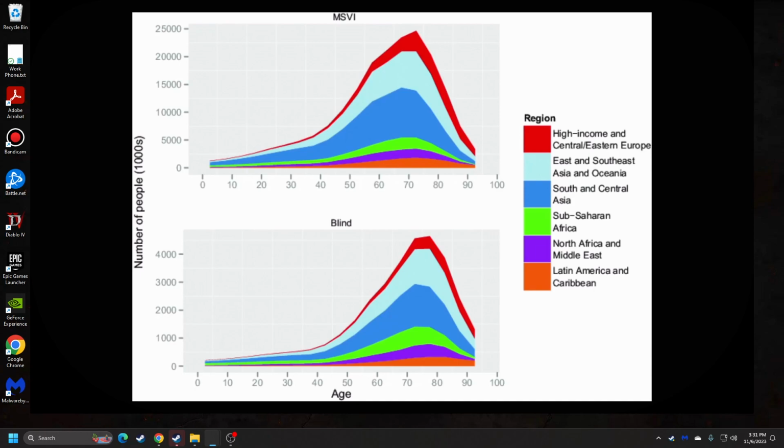In the MSVI graph, the number of people with MSVI increases with age, peaking around the age of 80 and then decreases. In the blind graph, the number of blind people also increases with age, peaking around the age of 80 and then decreases, but the numbers are significantly lower than the MSVI graph. In both graphs, the high income and Central/Eastern Europe region, red, has the highest number.